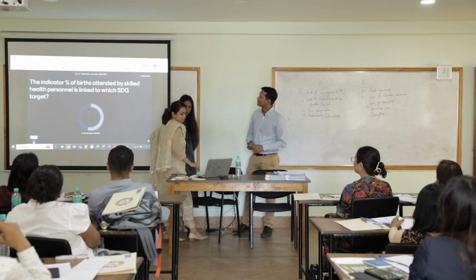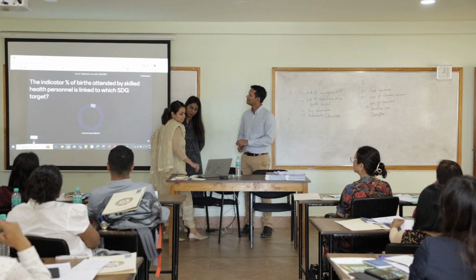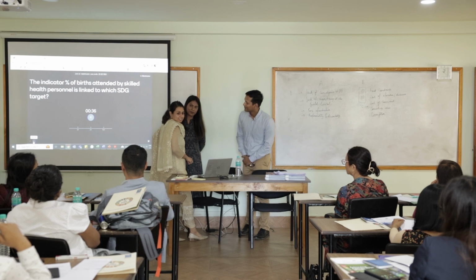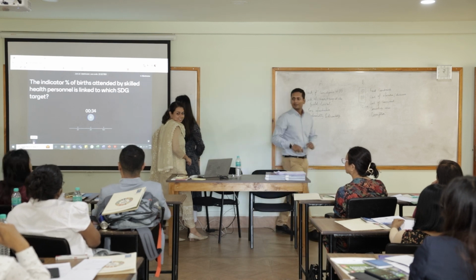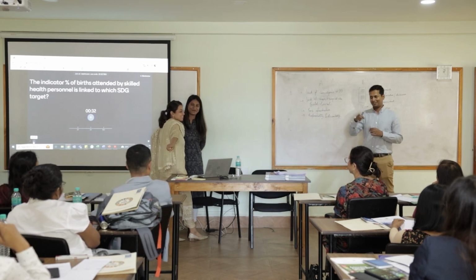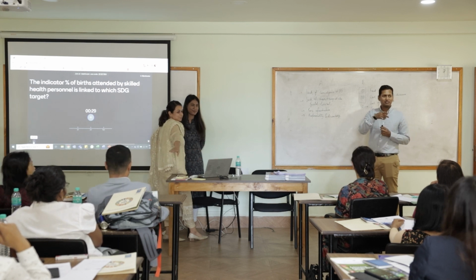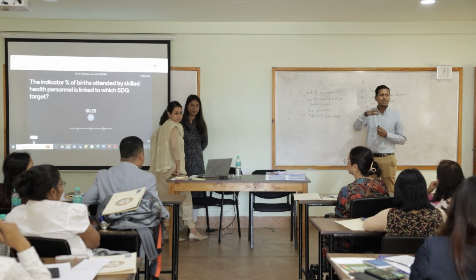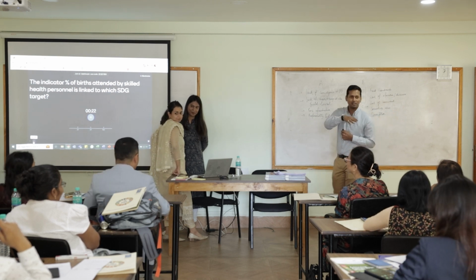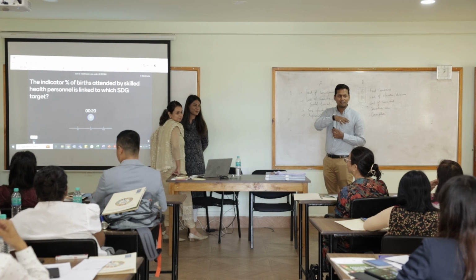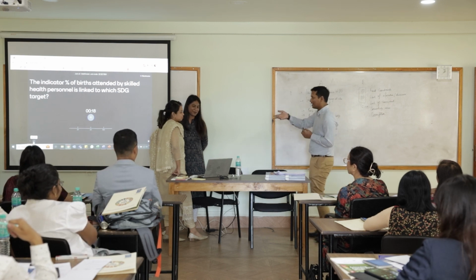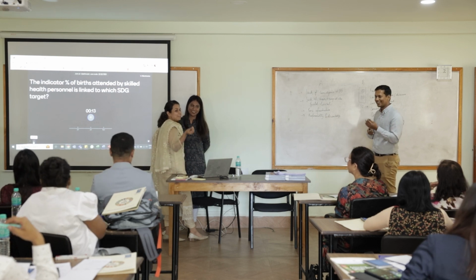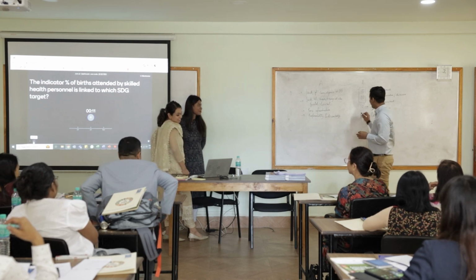The indicator percentage of births attended by skilled health personnel is linked to which SDG target? 3.1, 2.1, 15.1. 3.1. So, and your answer? Be loud, what did you say? They are saying 3.1. So what is your answer? 2.1. Okay. Now what is the right answer? 3.1. SDG goal 3 is good health and well-being. Yes, 3.1 was the right answer.